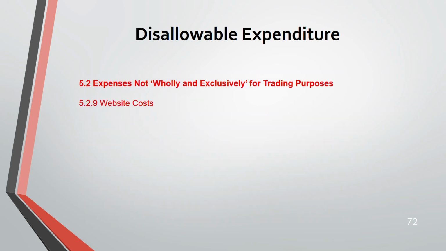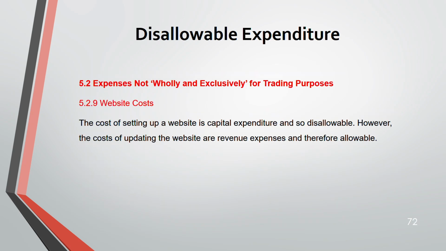Now, website cost. The cost of setting up a website is a capital expenditure, disallowed. But updating the website is a revenue expense and allowable. The first time you are setting up a website, not allowed. But thereafter, when you are updating the website, it's allowable.